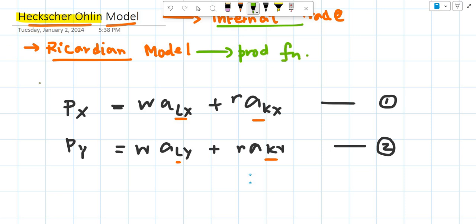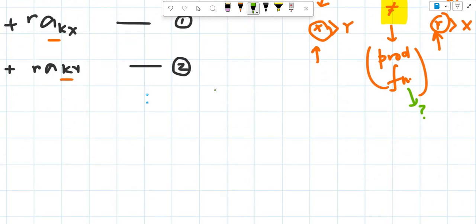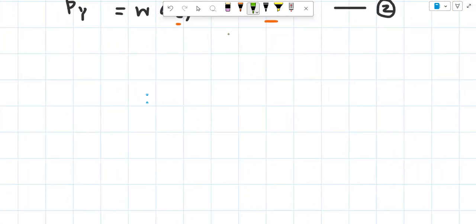So what does the Heckscher Ohlin model say? The Heckscher Ohlin model says that trade occurs due to differences in factor prices. Now what do I mean by that? Or not just factor prices, but rather factors. Let me write. The issue is about the factors of the two countries. What does it mean? Let's think about it this way.